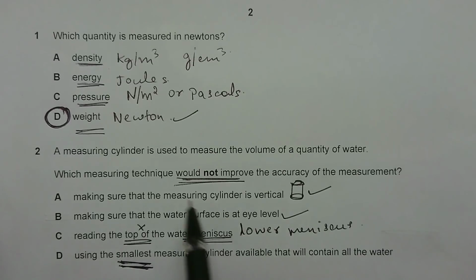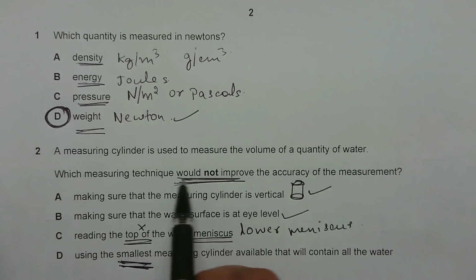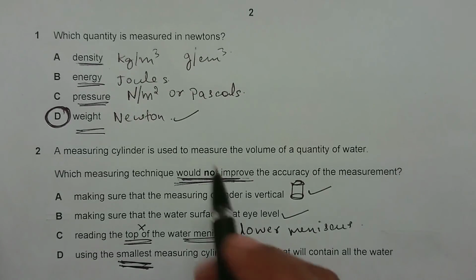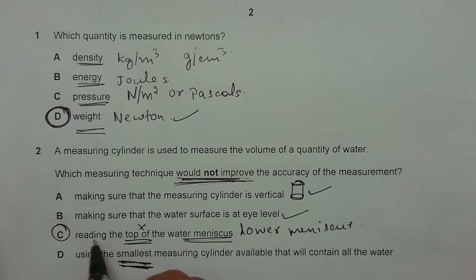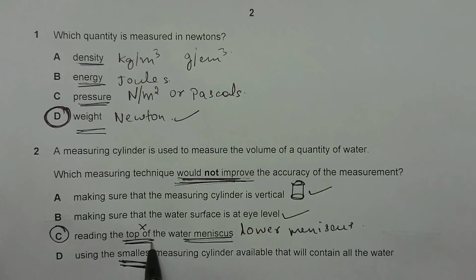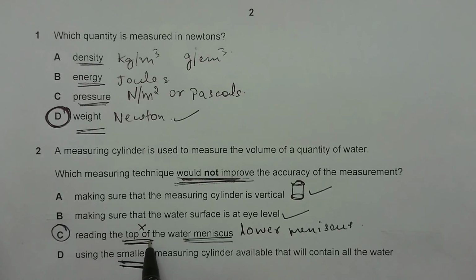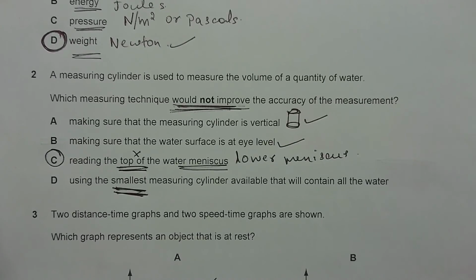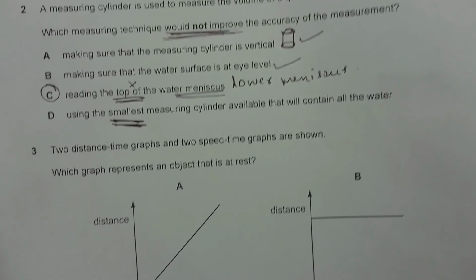So they are asking you which one is incorrect, which would not improve. So which is your option? Option C, because here they are saying that we have to read the top of the meniscus, which is wrong. Always we have to check the lower meniscus. Next question.